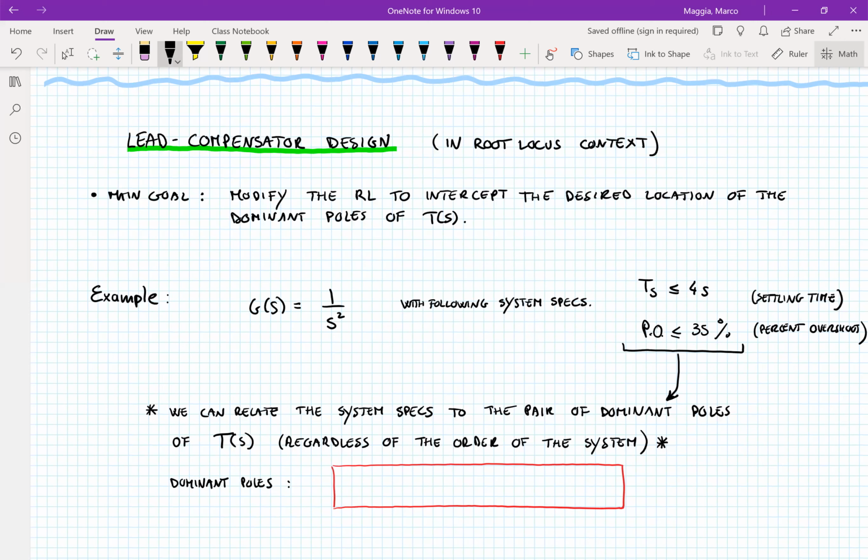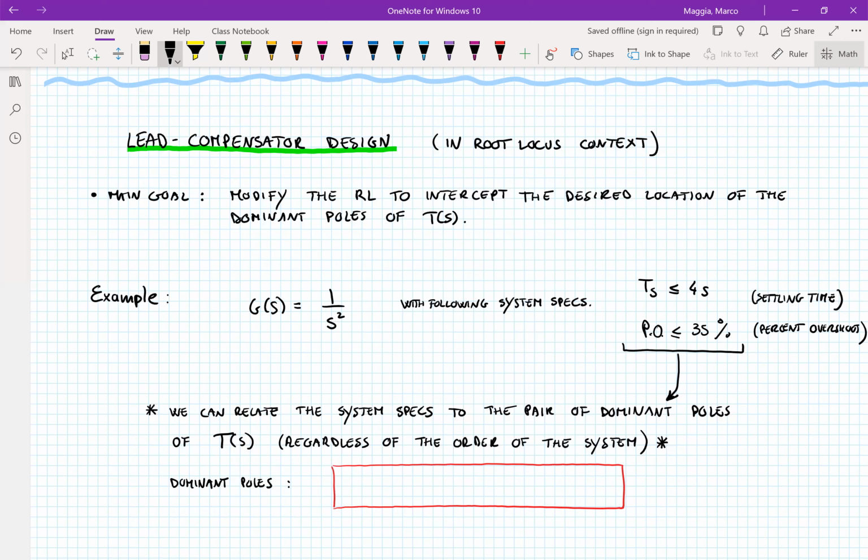But as I said, before even doing that, we have to see if the uncompensated system meets the requirement. Because if the uncompensated system already meets the requirement, we don't need the compensator at all. So how do we check that?